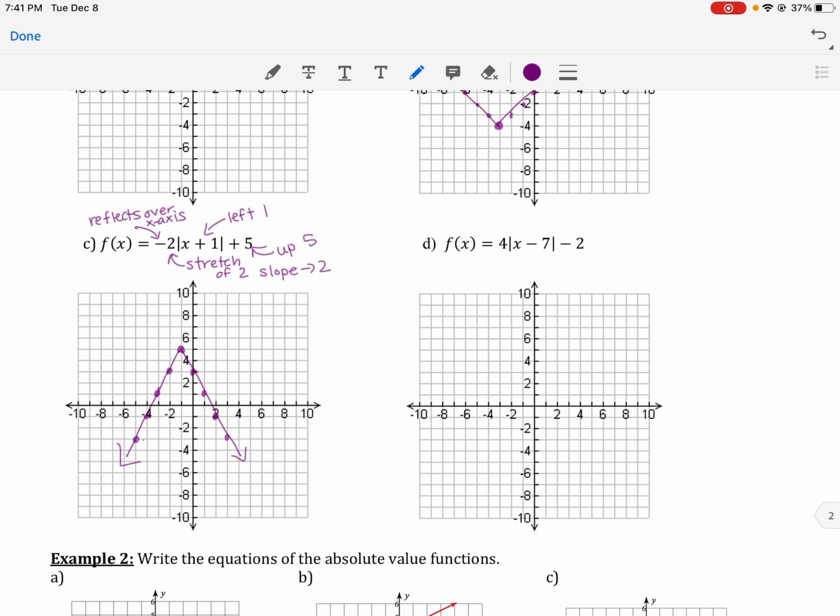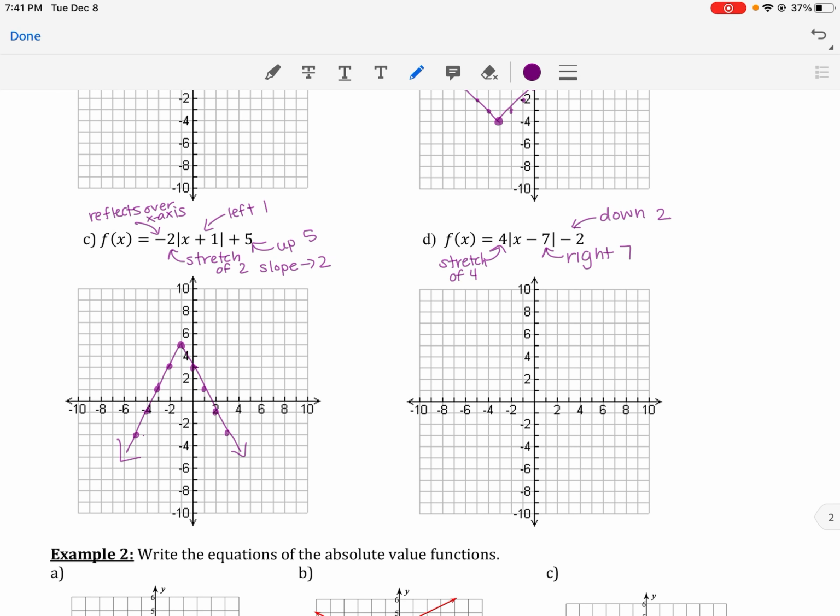Okay, last but not least, this one goes down 2 as the outside. Insiders lie, so the opposite of a negative 7 is a positive 7, so it's really going right 7. And then once again, we've got the stretch, a vertical stretch of 4. So that means that the slope is 4. Okay, right 7, down 2, it's my vertex.